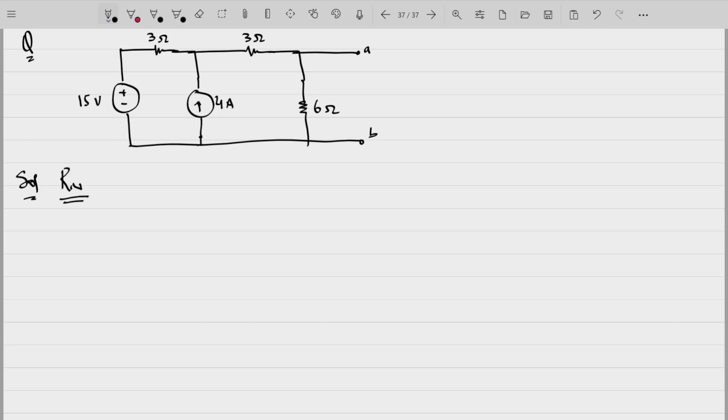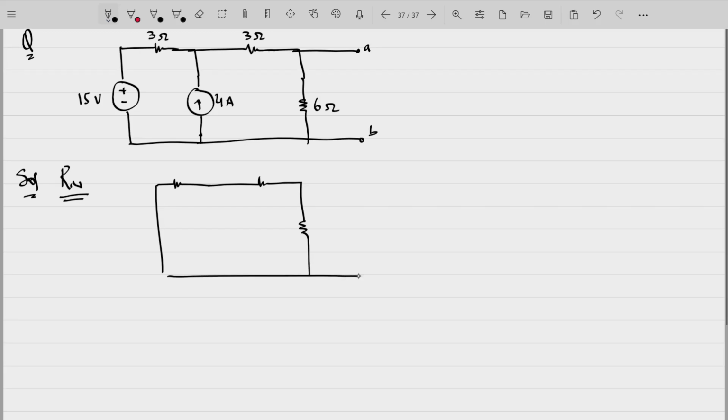First of all, find out Rn. Turn off all the independent sources. That means voltage source को short और current source को open करना है. So this is shorted here, 3 ohms, this is 3 ohms, this is 6 ohms. A and B, 3, 3, 6. यहाँ पे जो करंट सोर्स था वो ओपन हो गया. 3, 3, 6 और 6 पैरेलल में. R equivalent is Rn is 3 ohms.